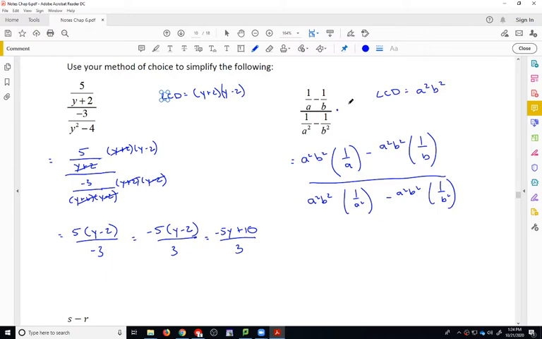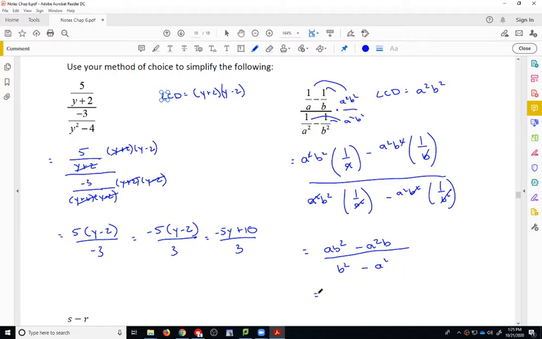So again, what we've done is we're multiplying the top and the bottom by a squared b squared, and then we're distributing through. Okay, so on the top, a goes into a squared. I'm left with ab squared. For this one, b goes into b squared to be left with a squared b. And then in the denominator, a squared divided by a squared is 1, so I'm left with b squared. B squared divided by b squared is 1, so I'm left with a squared.